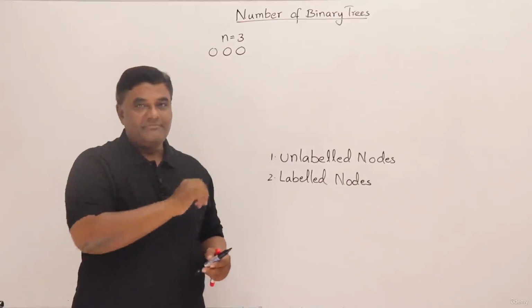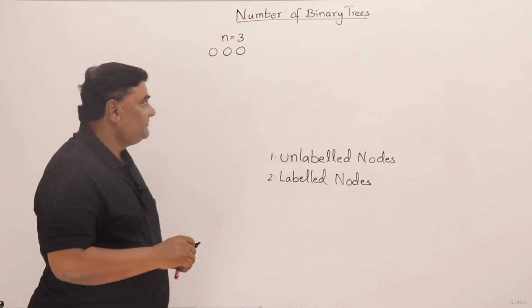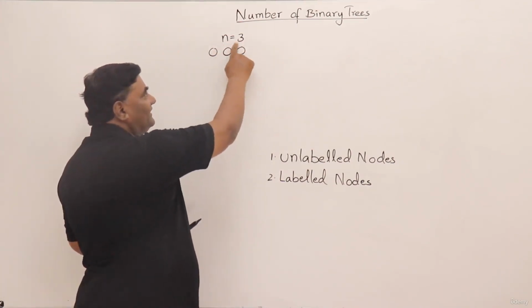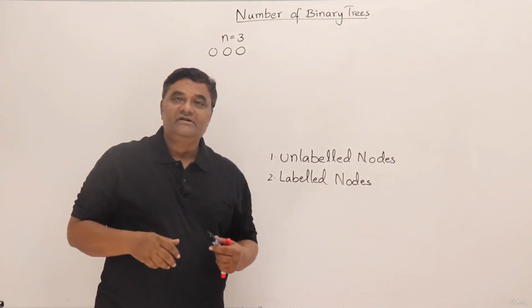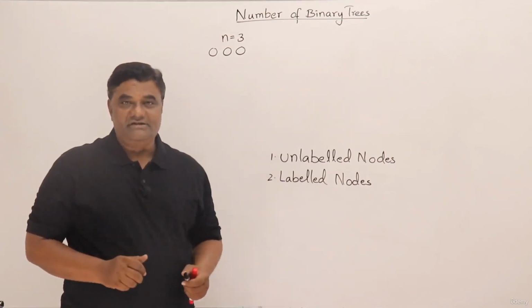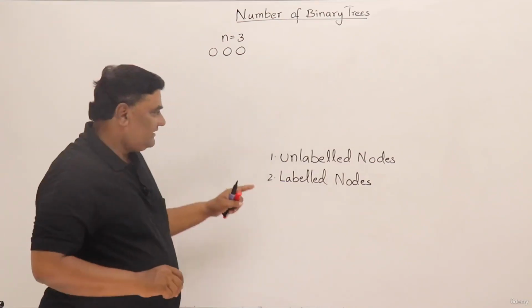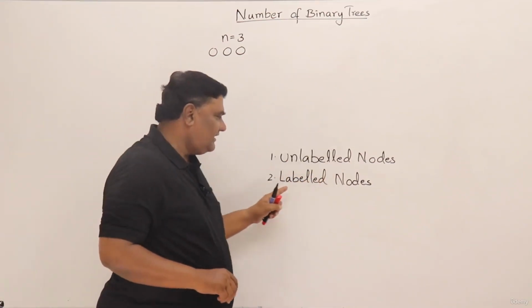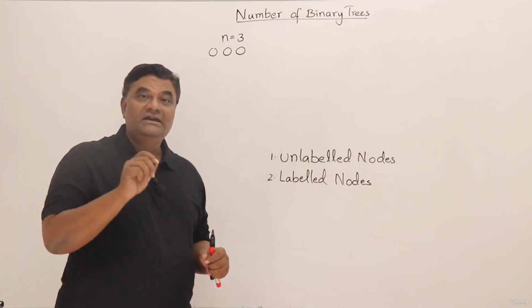The topic is number of binary trees for given set of nodes. It means if some number of nodes are given, like 3 nodes, then using 3 nodes, how many different binary trees can be generated? We are going to learn that. We will learn about 2 types of nodes, that is unlabeled nodes and labeled nodes. Let us start with unlabeled nodes.